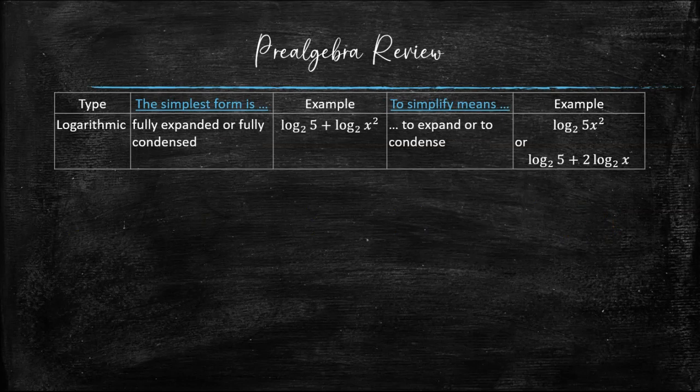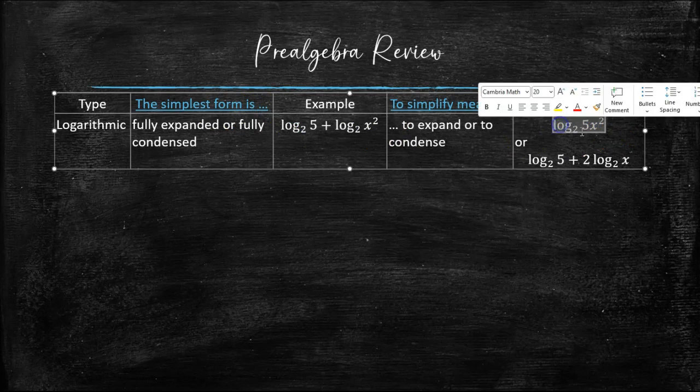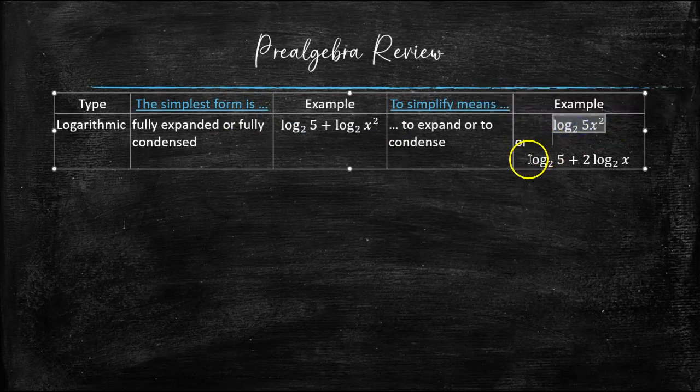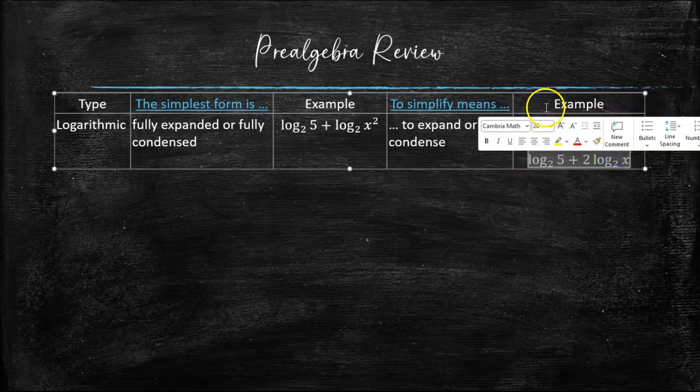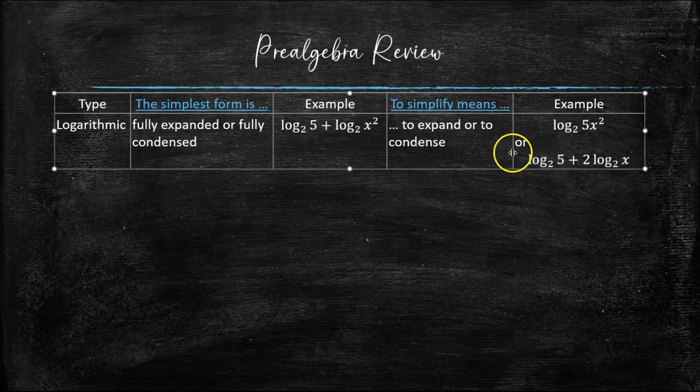Finally, we have logarithmic expressions that can also be simplified in two different ways, just like polynomial expressions. We can fully expand a logarithmic expression, or we can fully collapse it or condense it. So, for example, this logarithmic expression can be fully collapsed into a single logarithm, or it actually can be fully expanded into a linear combination of more basic logs.